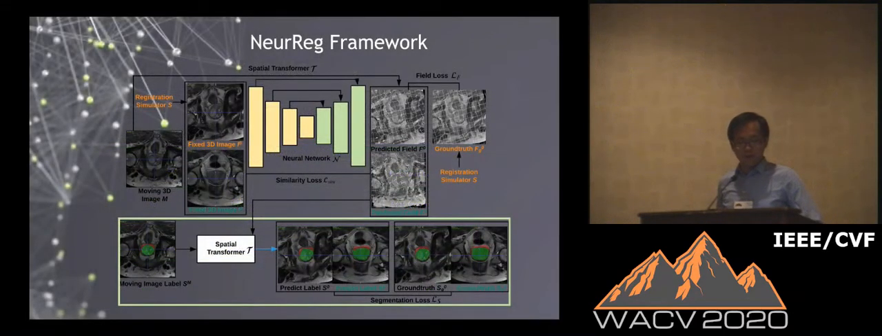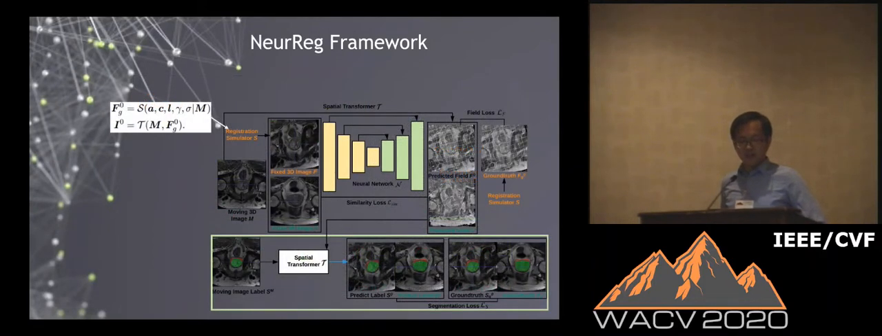This is the framework of our registration. We first design a registration simulator to generate all kinds of registration fields. After that, we can sample a registration field from the simulator, and we can get the fixed image and the ground truth of segmentation. We use a UNet to parameterize the registration field, and then we can construct the supervised loss for the registration field.